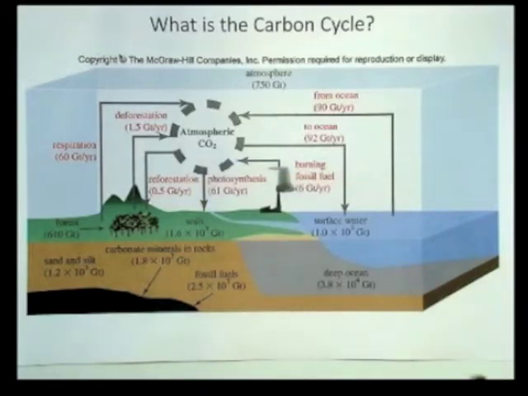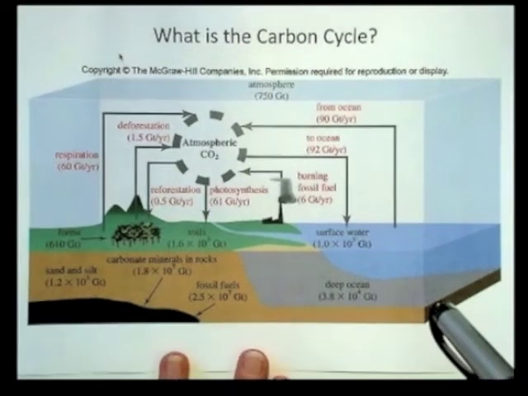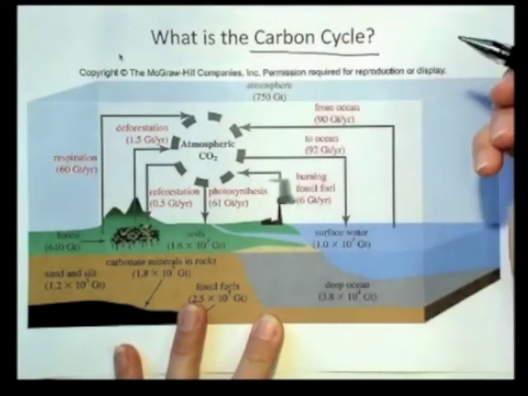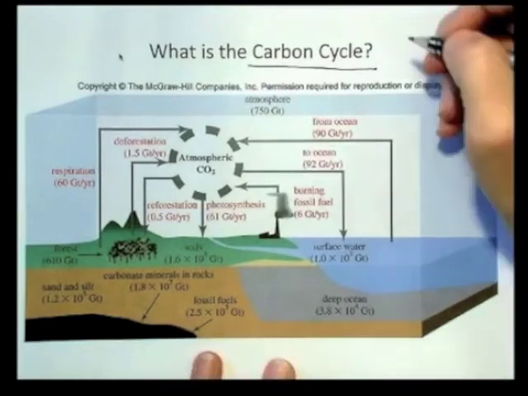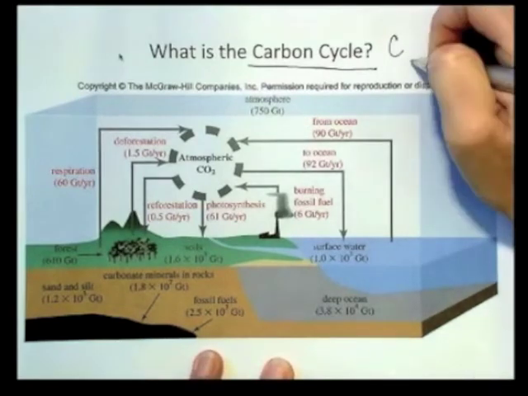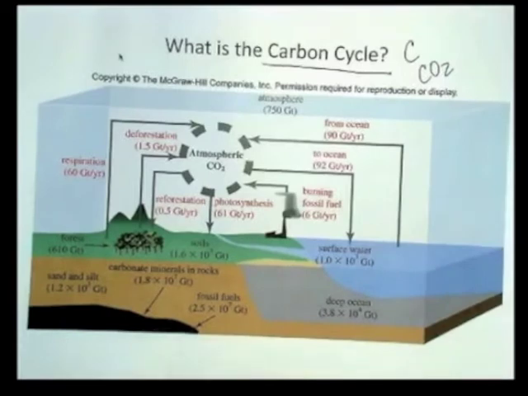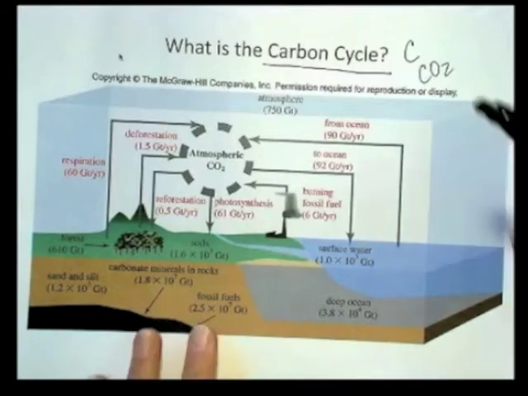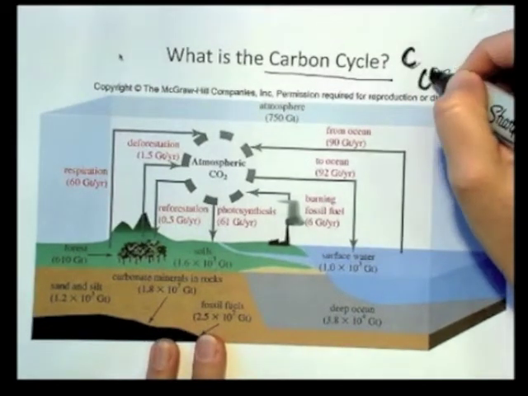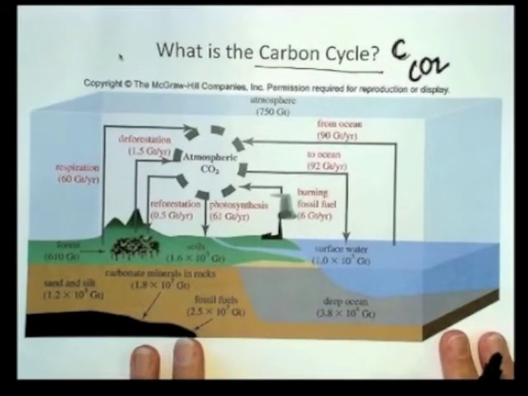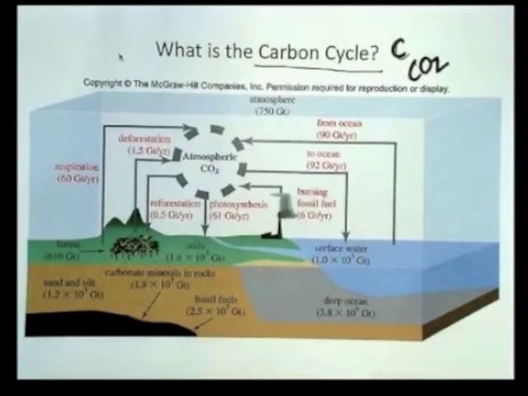All right, so when we talk about the carbon cycle, the first thing you have to distinguish is between carbon, just elemental carbon, and carbon dioxide. When people talk about the carbon cycle, they're talking about elemental carbon and how it cycles in and out of carbon dioxide, and around through living and non-living systems.